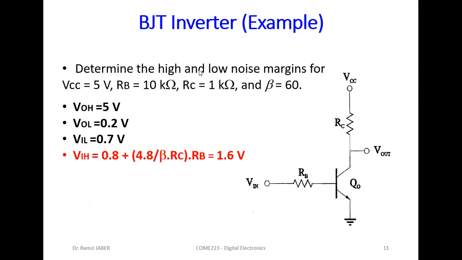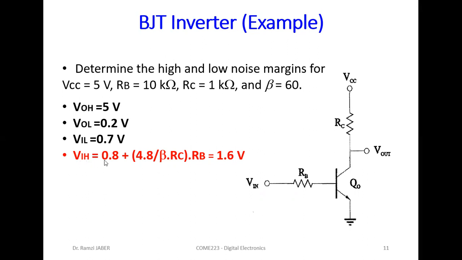Determine the high and low noise margins for the same inverter. Given that VCC equals 5 volts, the resistor on B equals 10 kilo ohms, the resistor on C equals 1 kilo ohm, and beta for this transistor equals 60. So we have these values already. We have these values which are constant values for BJT.